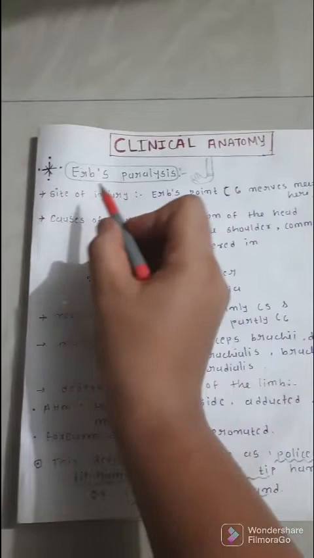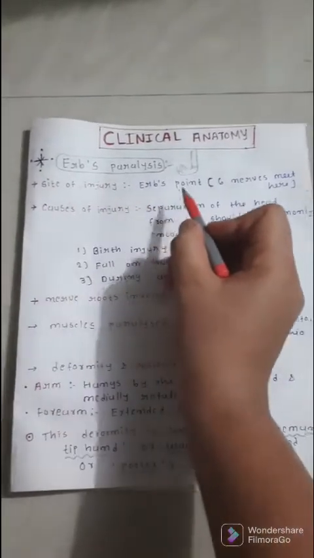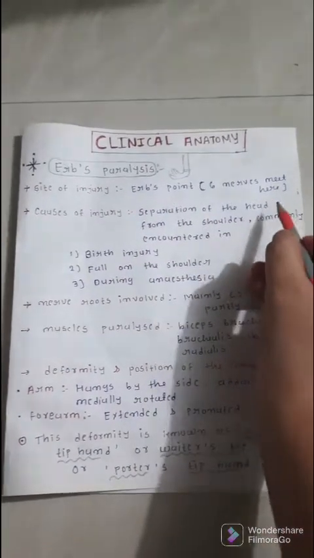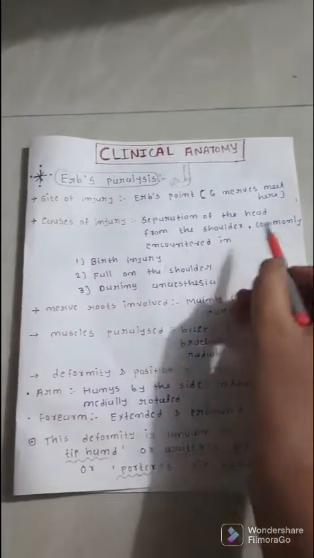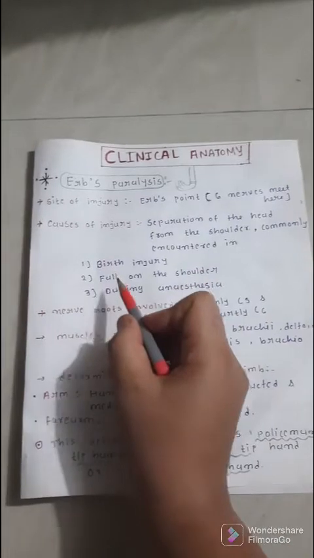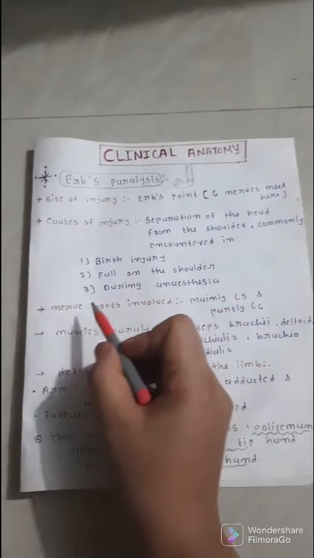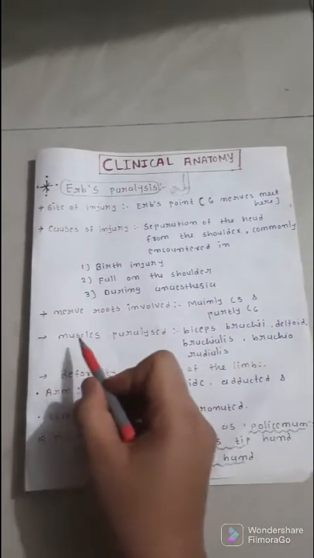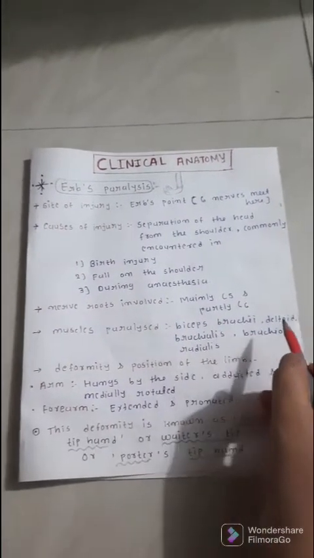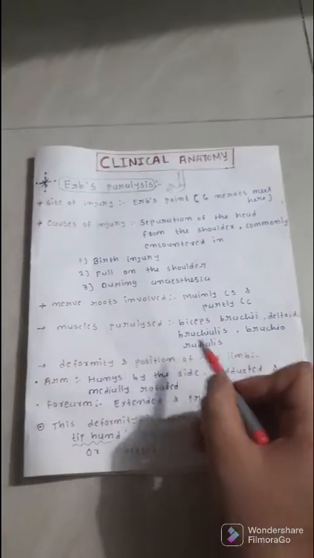Clinical anatomy. Erb's paralysis. Site of injury: Erb's point, where C5 and C6 meet. Cause of injury: separation of the head from the shoulder, commonly encountered in birth injury, or a fall on the shoulder during anesthesia. Nerve roots involved: mainly C5 and partially C6. Muscles paralyzed: biceps brachii, deltoid, brachialis, brachioradialis.